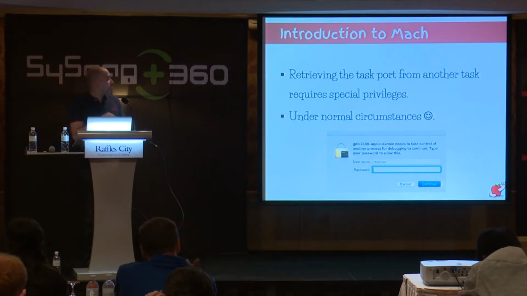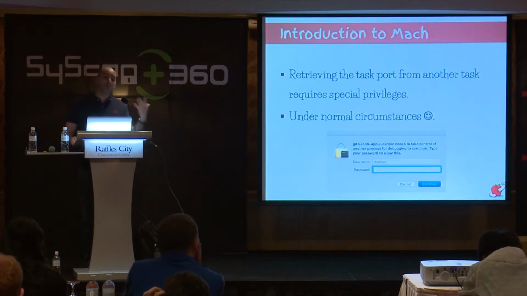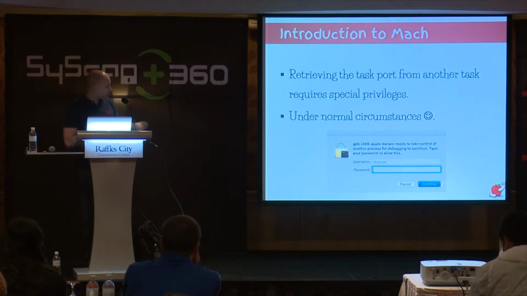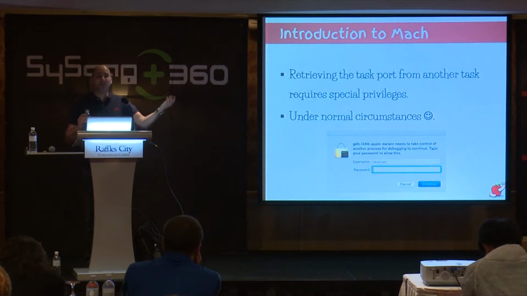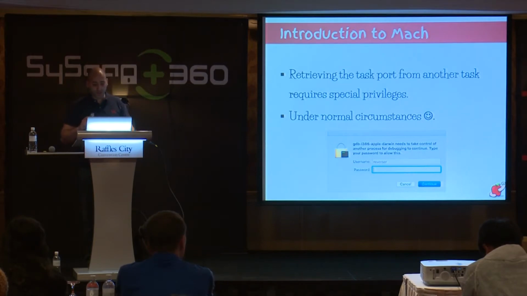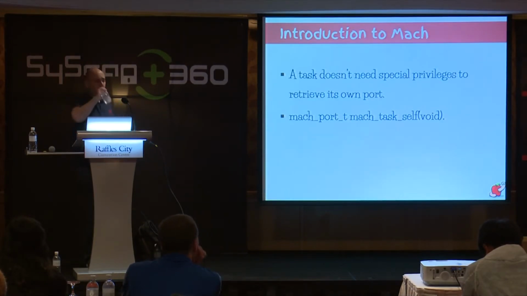To retrieve the task port from another task, you need privileges, because if any task could get the port of other tasks, there would be no security. Under normal circumstances, this is what happens, taking bugs out of the equation. You will get a prompt asking you to identify. Normally a debugger wants access to these other tasks. Please make sure that you want to do this operation. An interesting detail: a task doesn't need any privileges to get its own port.